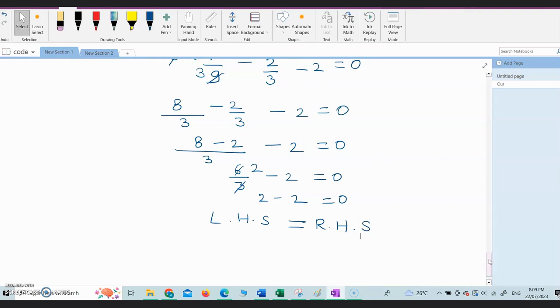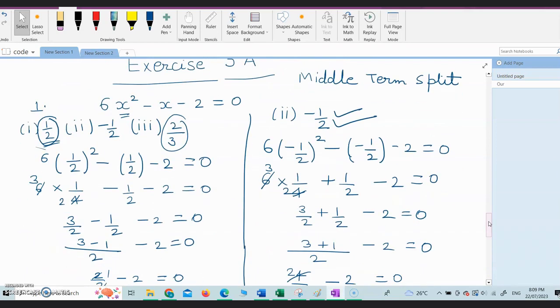So in the question it was asking which option is not the root. So 1 by 2. The answer for this will be 1 by 2 is not the root of this equation. Now this is one method of solving, but you can also see it's too long. We have to check for 3 options. You have to be very good in speed.